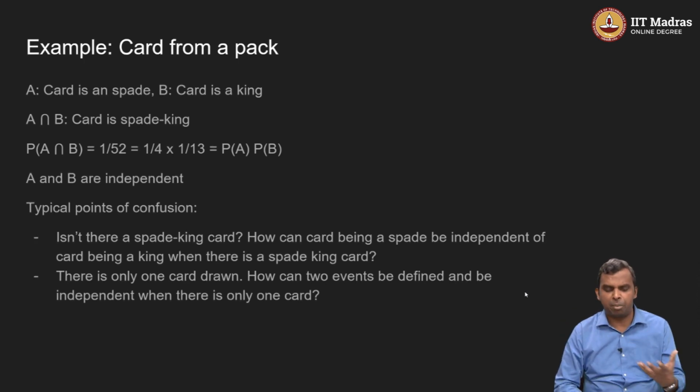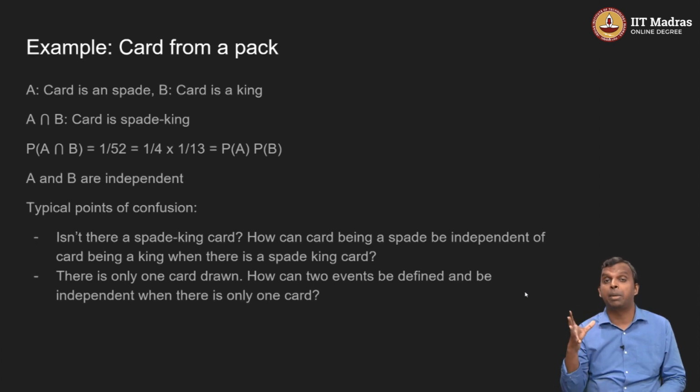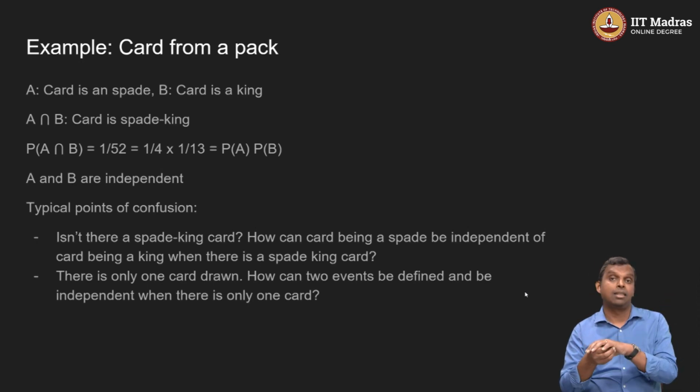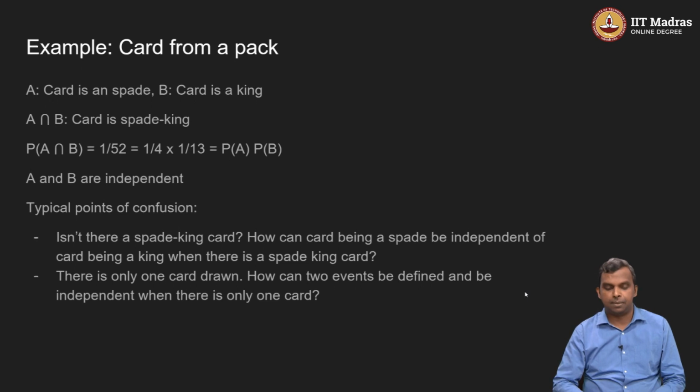Once again, I've repeated the 2 points of confusion. There is an intersection, there is a spade king, how can it be independent? In fact, because there is a spade king, it's independent. If it's not, there wouldn't have been independence, right? Very important. And there's only one card drawn. What is the meaning of two events? Remember that's how probability spaces and events are defined. There's only one outcome. The outcome can belong to multiple events, it can be favorable to multiple events. Okay, keep that in mind.